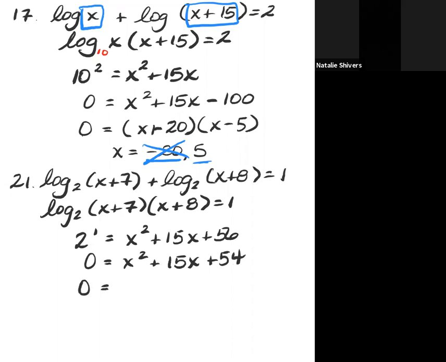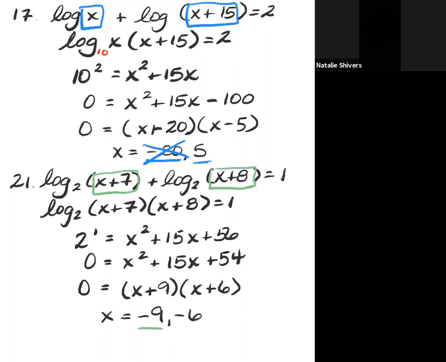And I factored out x plus 9, x plus 6, and I get 2 negative numbers. So don't automatically assume the negative numbers are not going to work out. Again, I'm going to go back and look, what am I taking the log of? When I plug negative 9 in, I get a negative 2 in the front one, so that doesn't work. When I plug negative 6 in, I get positive 1 and positive 2. So negative 6 does work. So negative 6 is the answer.